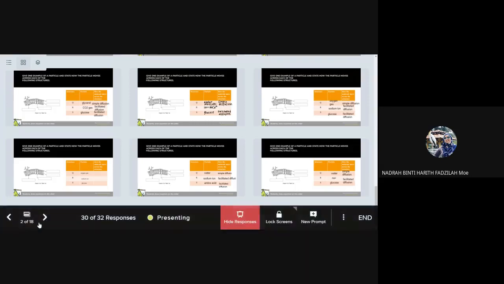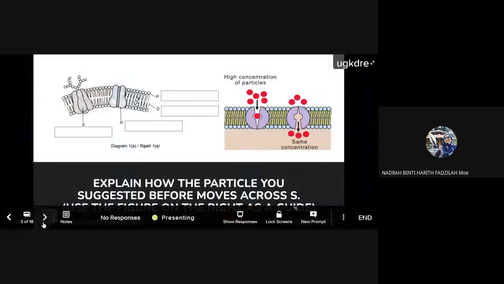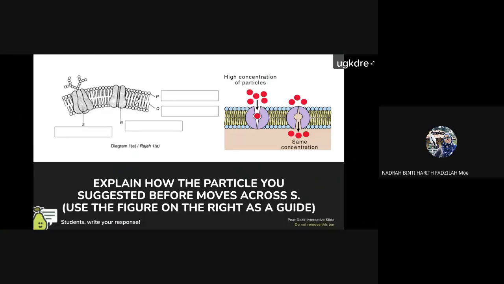Let's take a look at the next one. Okay, saya pergi ke next one ya. Next one level tinggi sikit. Explain how the particle you suggested before move across S. Kalau S tadi hang cerita, hang kata glucose, hang tulis how glucose move across S. If previously you said the example is amino acid, explain how amino acid move across S.